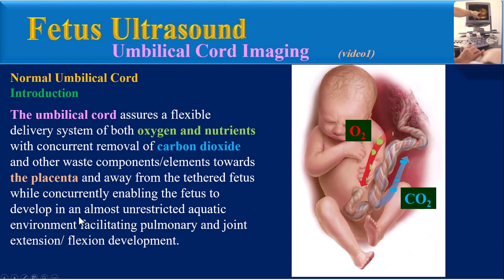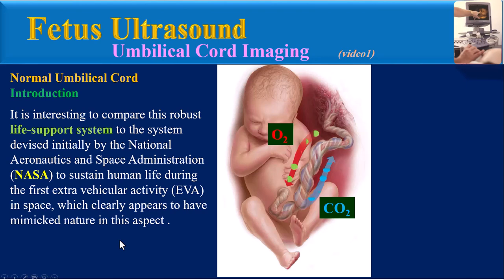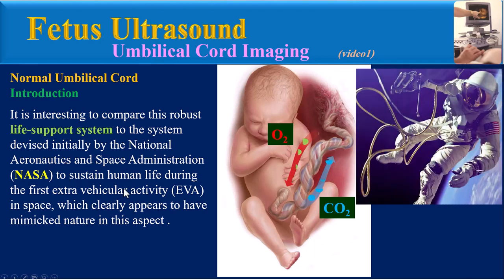while concurrently enabling the fetus to develop in an almost unrestricted aquatic environment, facilitating pulmonary and joint extension and flexion development. It's interesting to compare this robust life support system to the system devised initially by NASA to sustain human life during the first extravehicular activity in space, which clearly appears to mimic nature in this aspect.